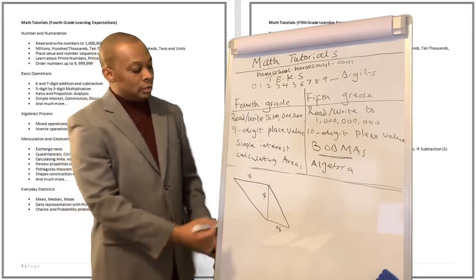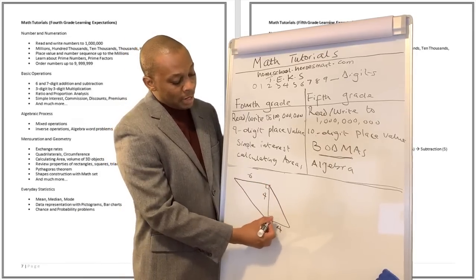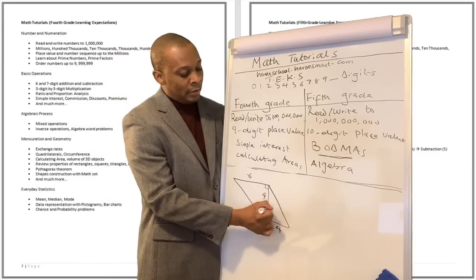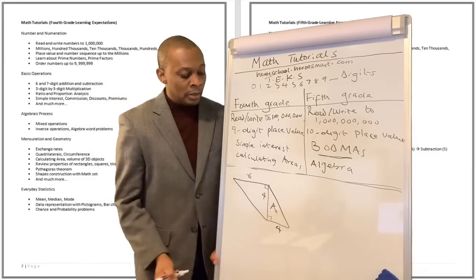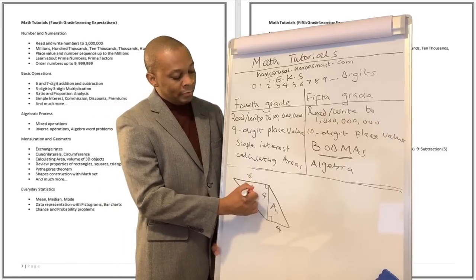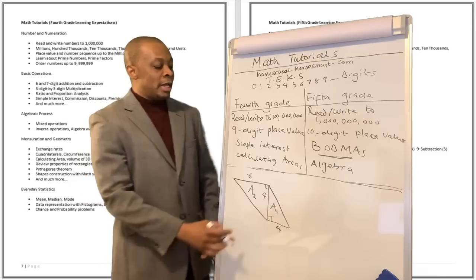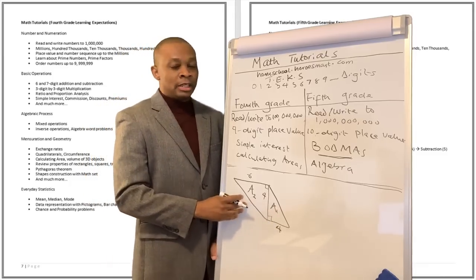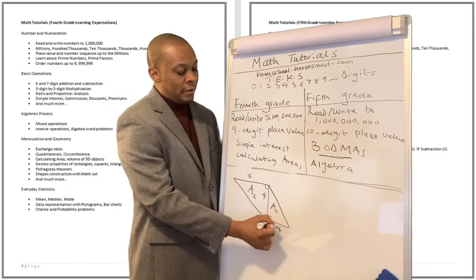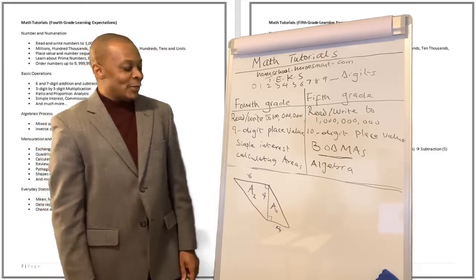Well, guess what? This is a right-angled triangle. This is a right-angled triangle. So if we calculate the area of this right-angled triangle, we call that A1. We calculate the area of this right-angled triangle, we call that A2. And if we add A1 together with A2, we would have gotten the area of this funny-looking shape over there. So how do we do that?